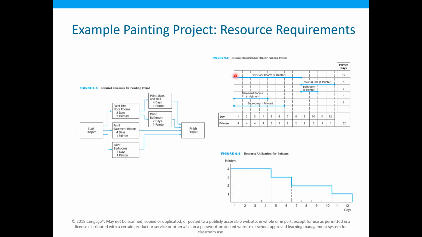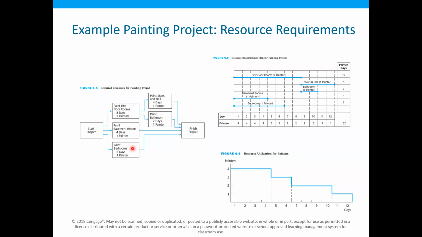Okay, so you can see that for this activity, first floor rooms, two painters are needed. It means that two painters are needed on day 1, two painters are needed on day 2, and then the same two painters will work for all the remaining days in the activity, and similarly for other activities.